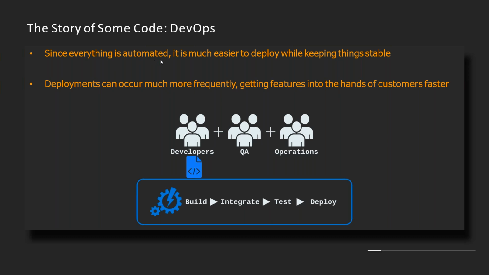Since everything is automated, it is much easier to deploy while keeping things stable, and deployment can occur much more frequently, getting features into the hands of customers faster.